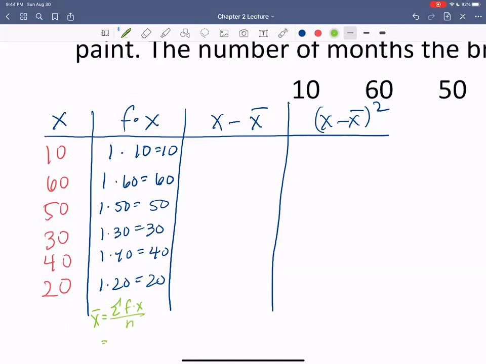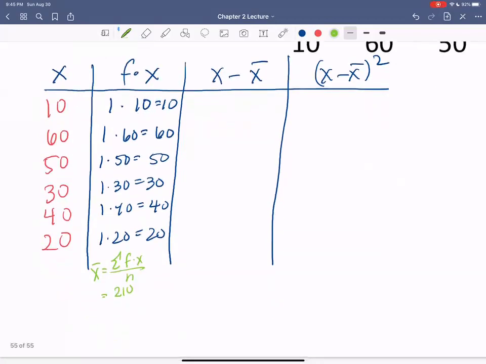So if we add all of these together, what I'm adding up is 10 plus 60, 50, 30, 40, and 20. If I add all these together, we get 210 divided by 6, which is 35. So 35 is our mean, it's our average.